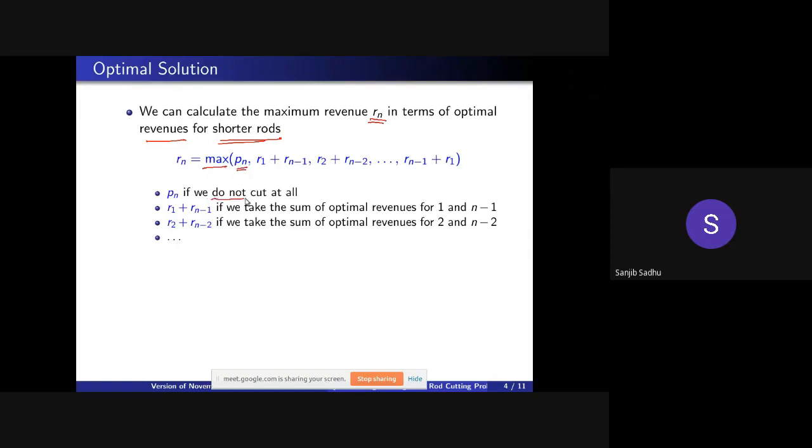Pn if we do not cut at all. Otherwise, R1 plus Rn minus 1, R2 plus Rn minus 2, and in this way. But here there are some other ways also, say R1, then another 2, 3. Here you see the partitions, you can think of it as just two pieces.